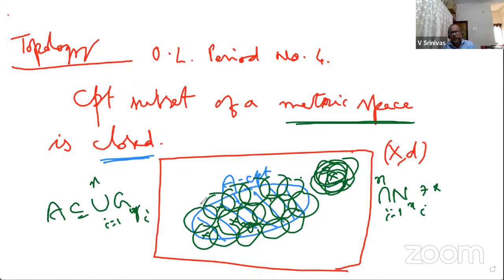So this open neighborhood of x will be disjoint from A, so it will lie completely in A complement. That's how x will be an interior point of A complement. That's how you get that A complement is open, and so A is closed. That's how we showed that a compact subset of a metric space is closed.